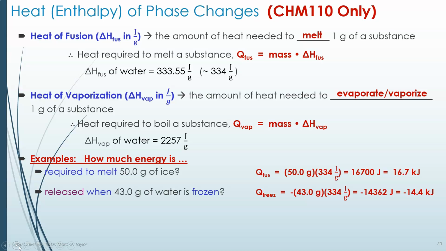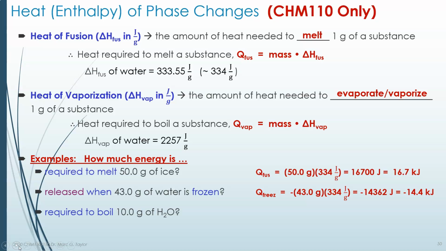We have 43 grams, we multiply that out, and we get 14.4 kilojoules released, or a total heat of minus 14.4 kilojoules. So remember to make sure you have the right sign. If you are gaining heat, in the case of melting ice, it's going to be a positive value. And if you're losing heat, as in the case of going from water to ice, because you're removing heat from the water to freeze it, that'll be a negative heat value.